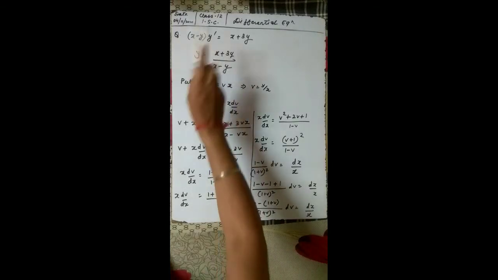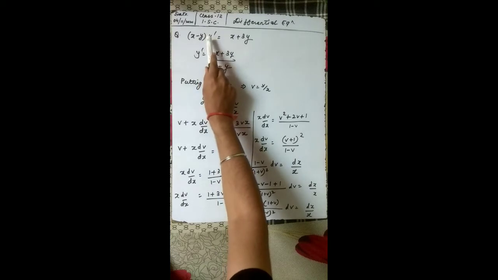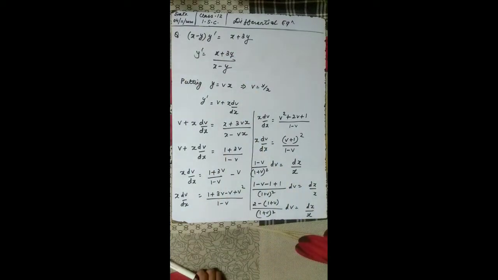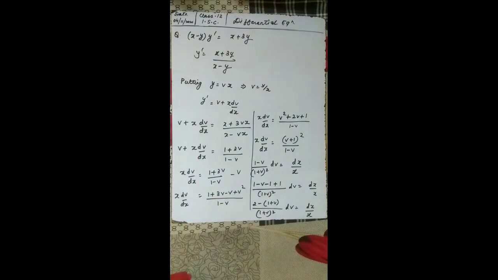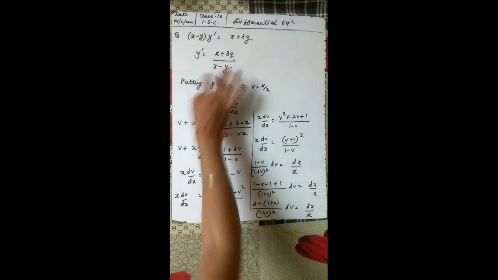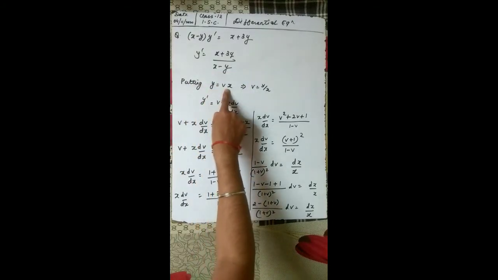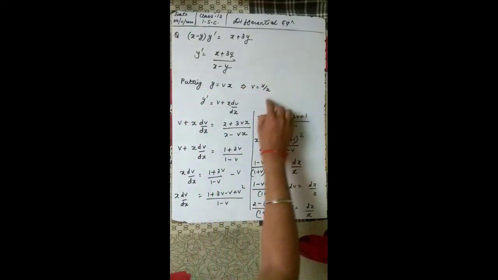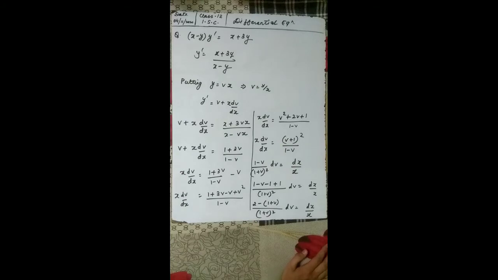Here we are given x minus y into y dash, where y dash is dy dx, equals x plus 3y. So let us arrange it properly. y dash is equal to (x plus 3y) upon (x minus y) in the denominator. Putting y equal to vx, or v will be equal to y upon x. That will be helpful in the last step.